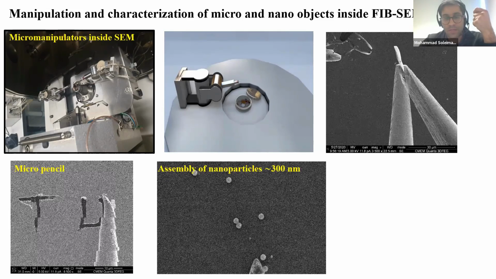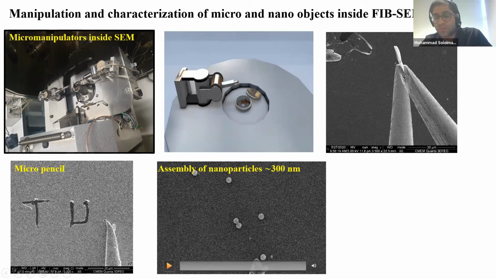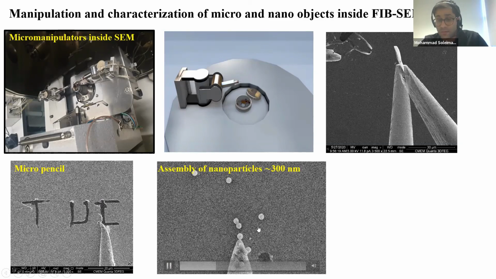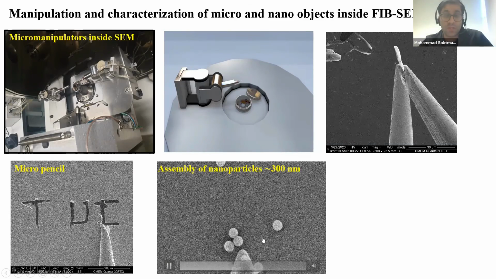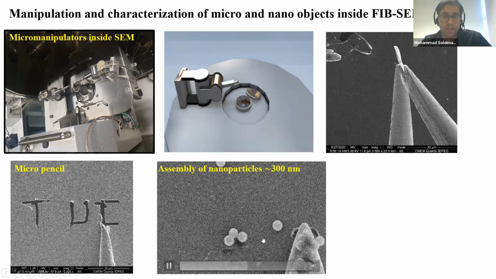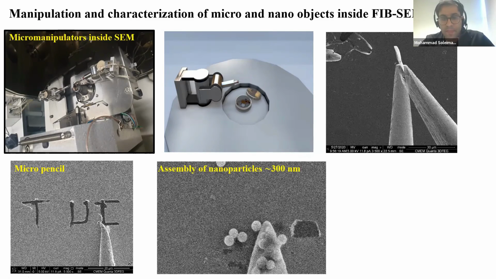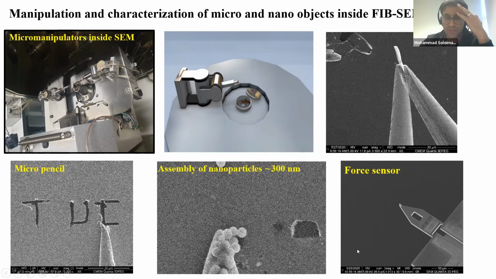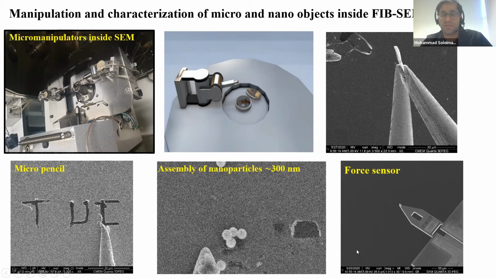You can even collect some small particles, in this case 300 nanometer silica particles, to move them from one place to another to create a kind of a nanostructure. But the most interesting part of the micromanipulator for us is to mount a force sensor on it and measure the mechanical properties of our samples.